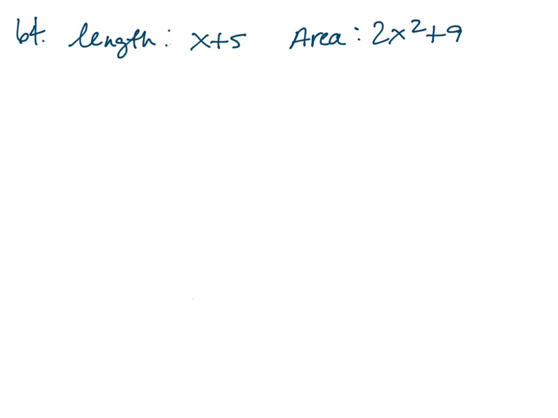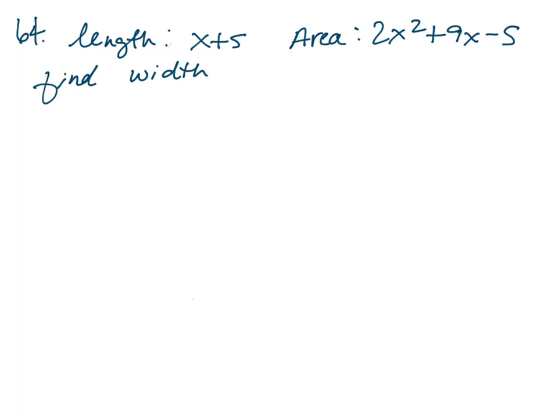I know that you had number 64. This is from your homework as well. 64, they give you the length of a rectangle is x plus 5. The length of the rectangle is x plus 5. And the area of that same rectangle is 2x squared plus 9x minus 5. And the question is, find the width.